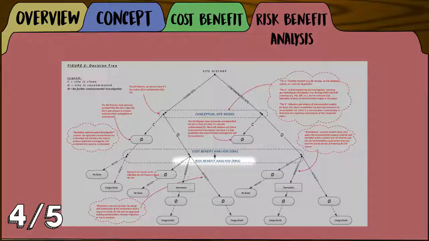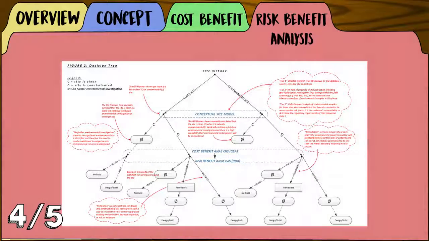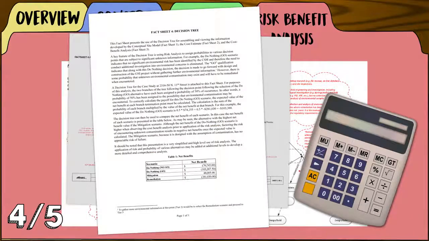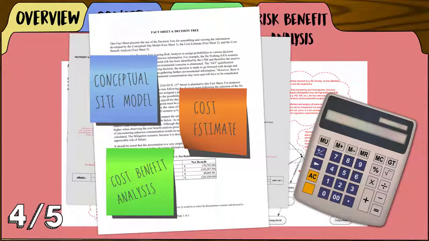In order to properly assess the quantitative risks using the net benefits developed in Step 2, you need to make one additional calculation under the no further environmental investigation/build scenario. Factsheet 4, Decision Tree, presents the use of a decision tree for assembling and viewing the information developed by the conceptual site model, the cost estimate, and the cost-benefit analysis.